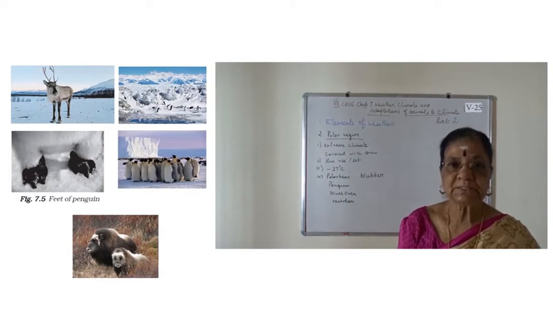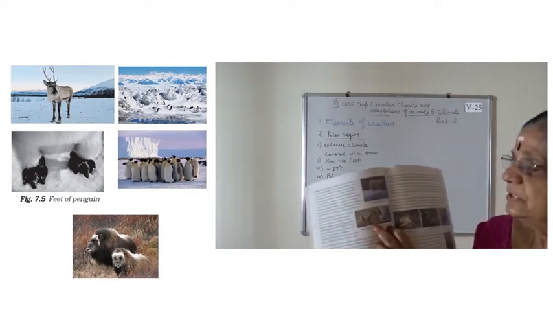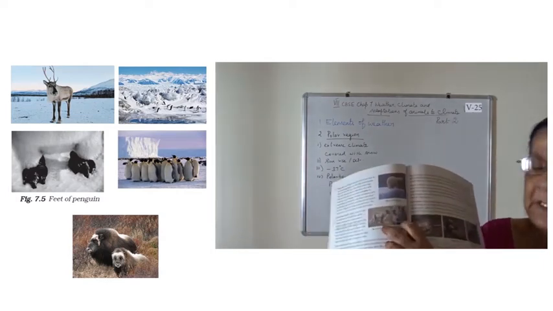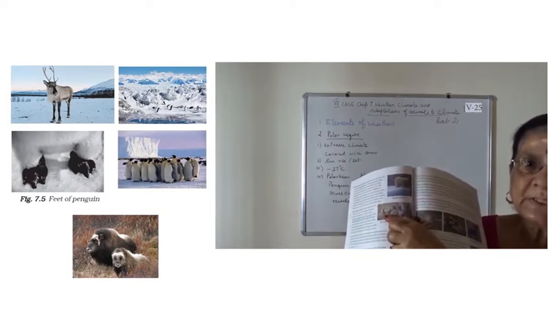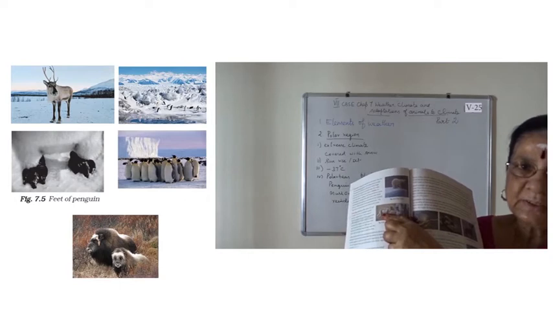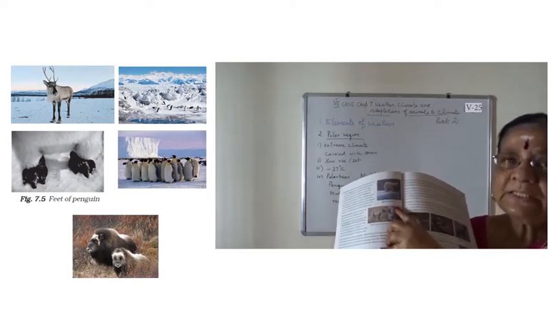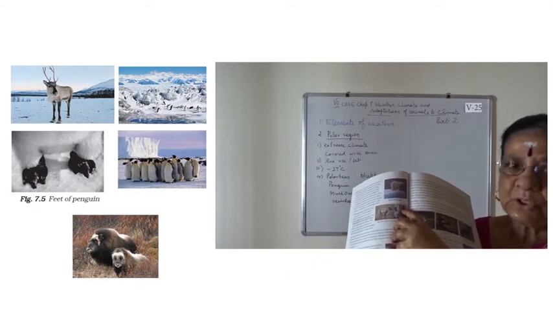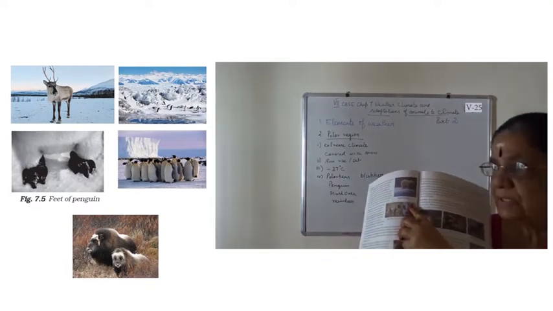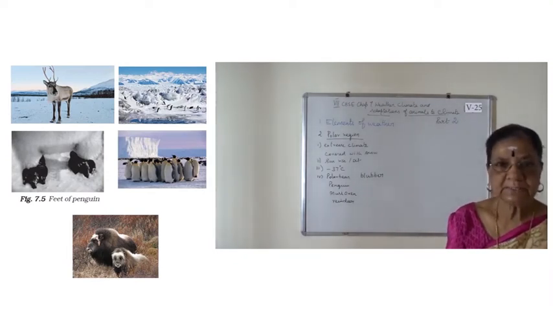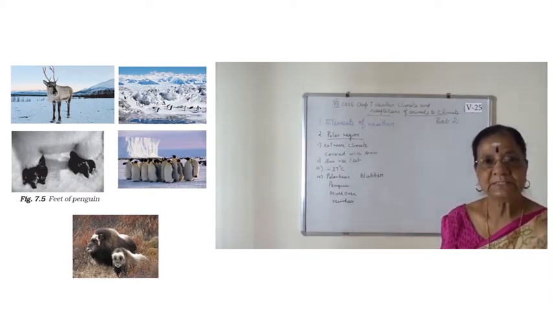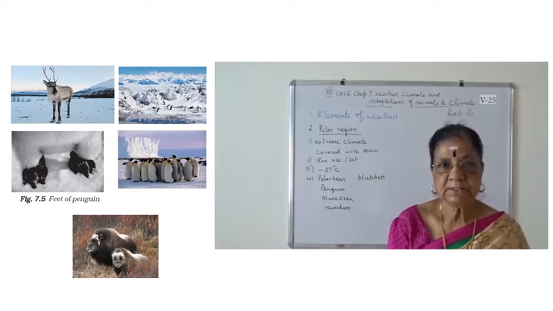So look at this, this is the Arctic fox figure. This is the winter Arctic fox. This is during summer, when it sheds its fur. This is the Arctic fox in summer. This is the Arctic fox in winter. Are you clear? Recollect the points that I said. We'll just continue.